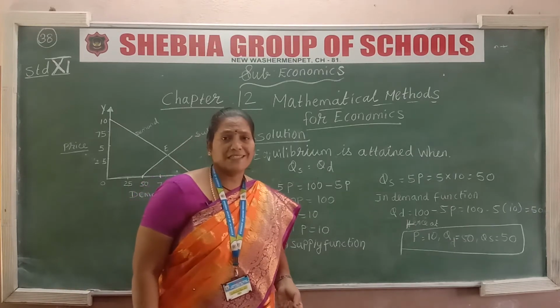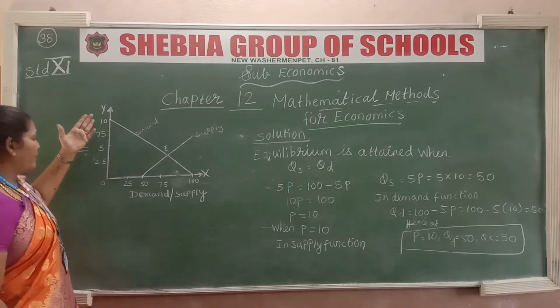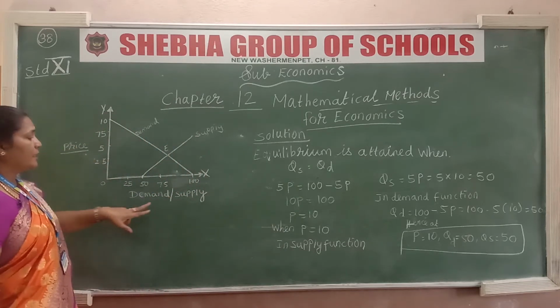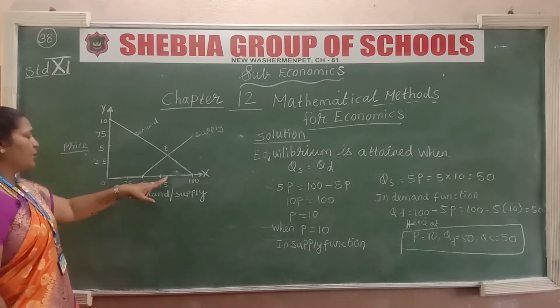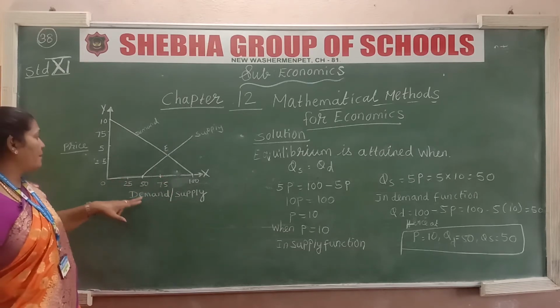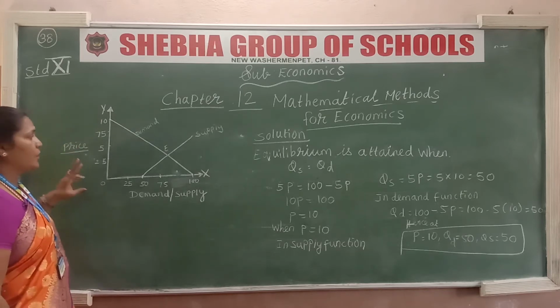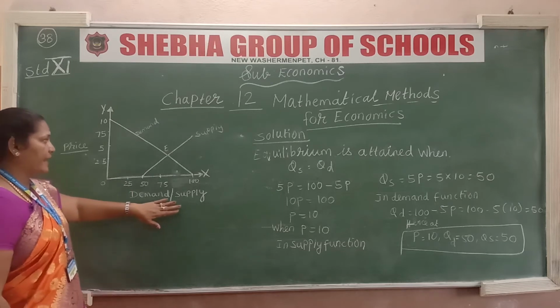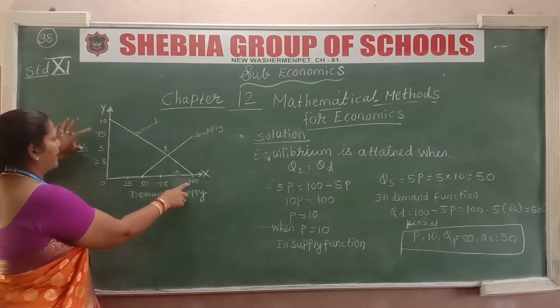Now let us see this diagram. I have drawn it here. This line belongs to demand and supply, and this line is about the price. Here it is given. So I told you, demand and supply. So when this is the demand, from here 100 into 10.